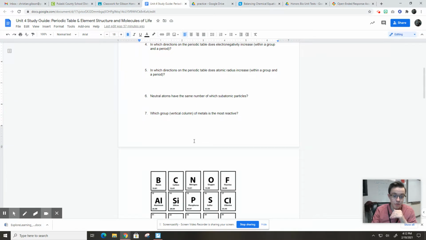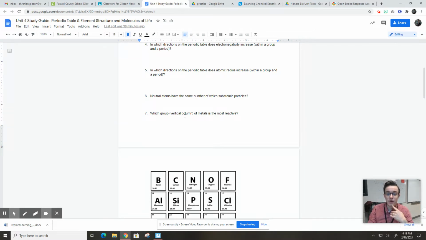Number 7, which group or vertical column of metals is the most reactive? What you're looking for here is which group of metals has the least number of valence electrons, because the number of valence electrons is what a metal will lose when it is reacting. So the fewer valence electrons it has, the easier it will react.